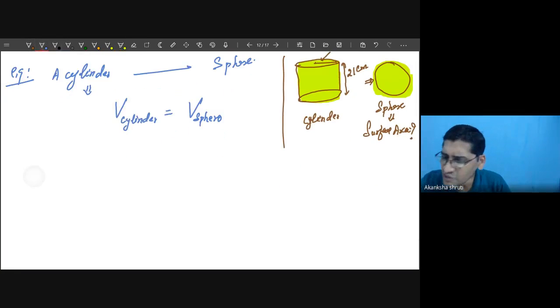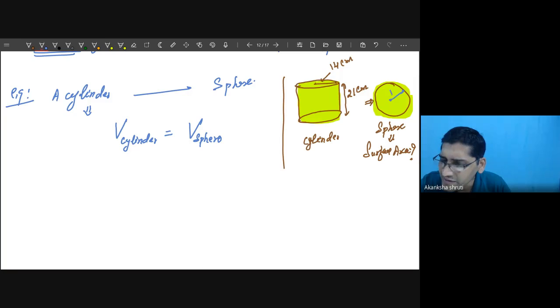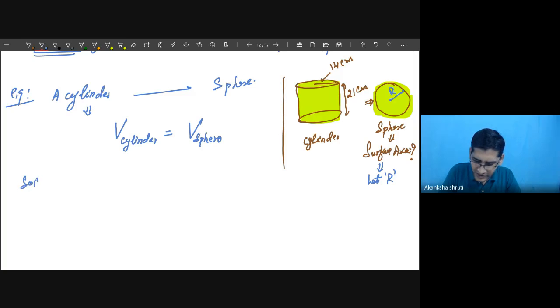So for this new shape, we shall take a new radius. Let us denote it by R. So let the new radius be R. Then, while it is transforming or recasting, the volume of the cylinder has to be equated with the volume of the sphere. It is already written here. So write down this solution. For the volume of the cylinder, write down the formula.